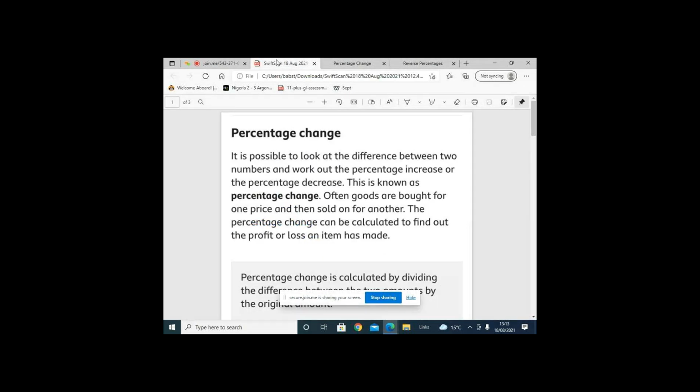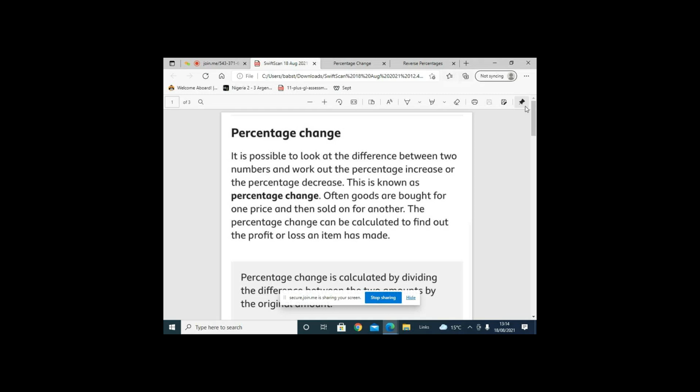So we know it to be what? Percentage change. Often goods are bought for one price and sold on for another. For example, if you buy goods for £5 and you sell them for £7, you've made a profit of £2. So you could calculate the percentage profit of what you made. The percentage change can be calculated by this method.